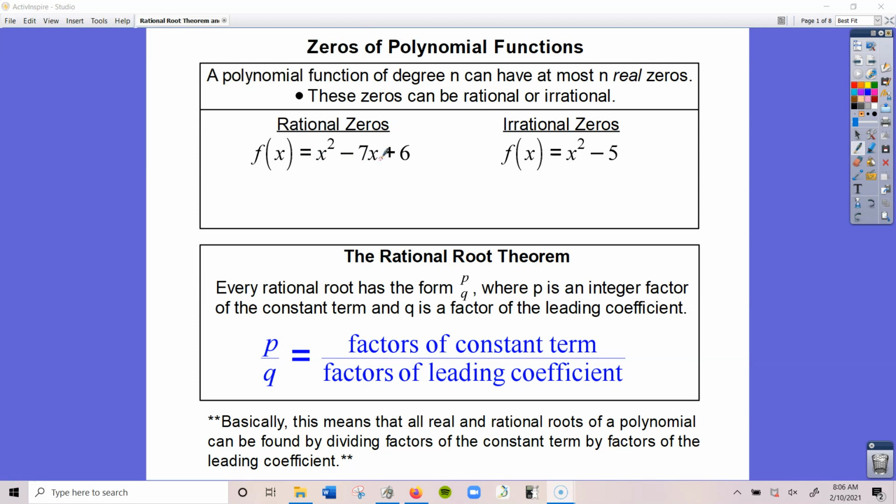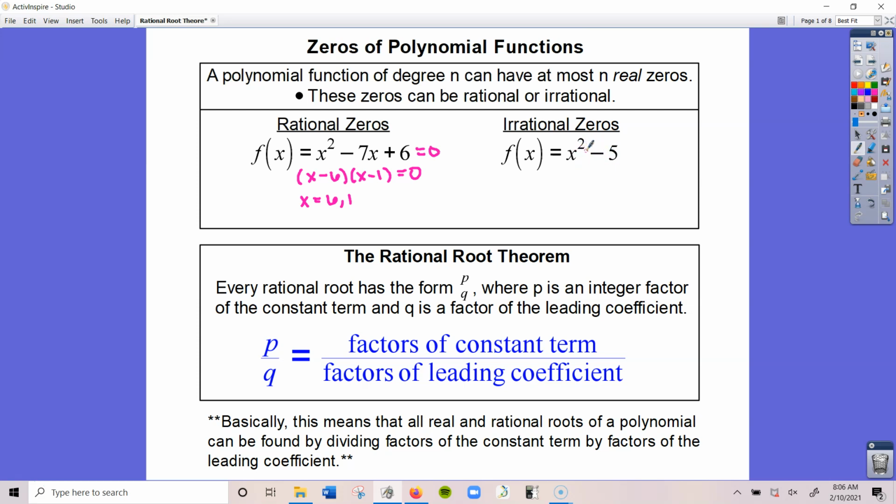So this is an example of a polynomial that would give me rational zeros. If I make this equal to 0 and solve, I can factor this to be x minus 6, x minus 1, which then leaves me with the zeros x is equal to 6 and 1 if I set each factor equal to 0. However, this next one would give me irrational numbers, and I'll show you how that works.